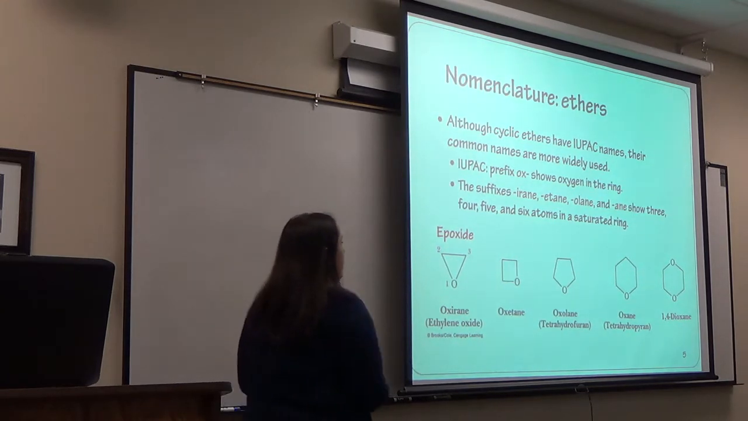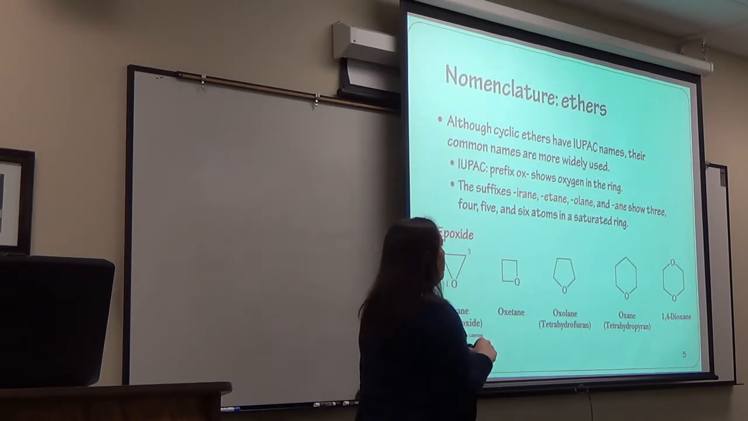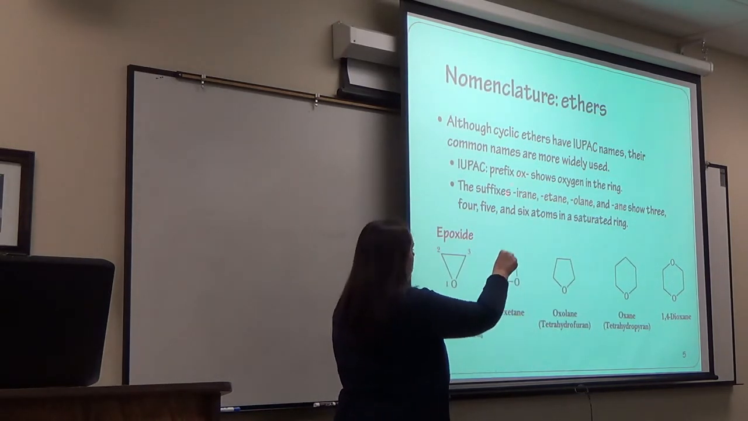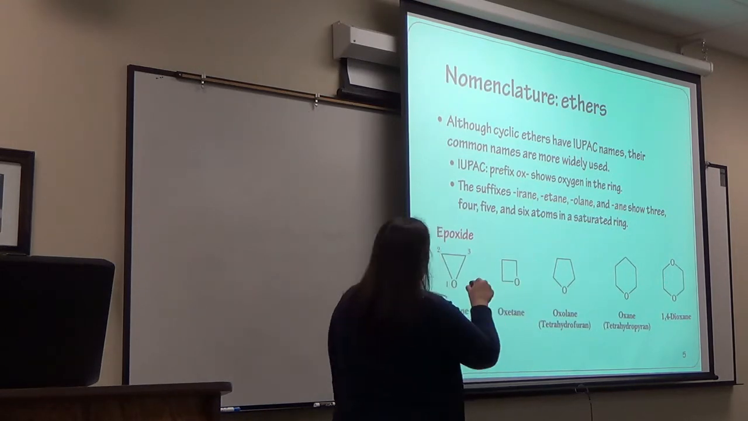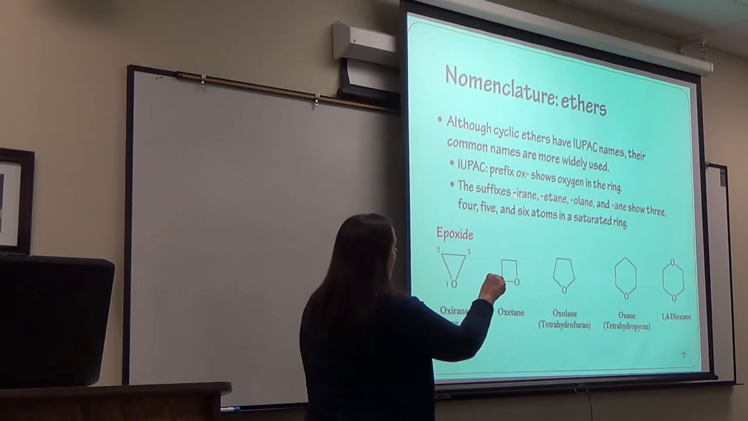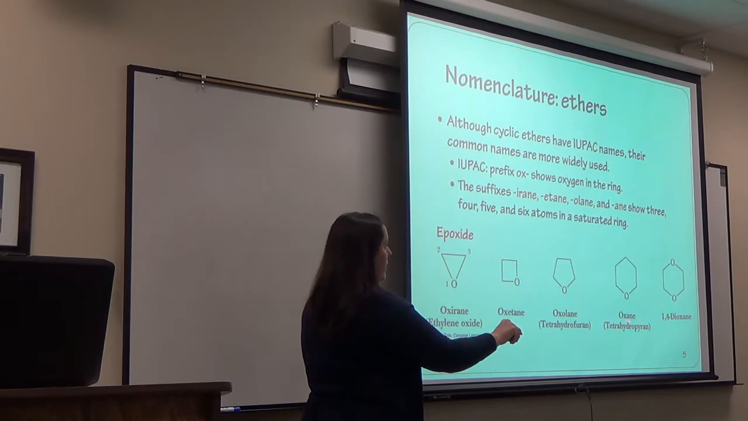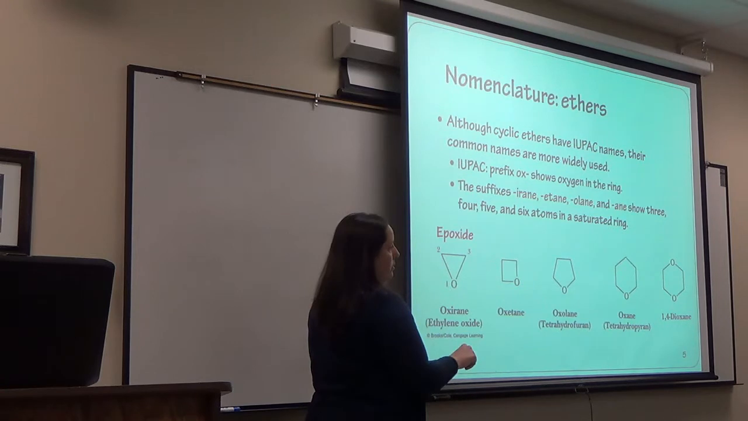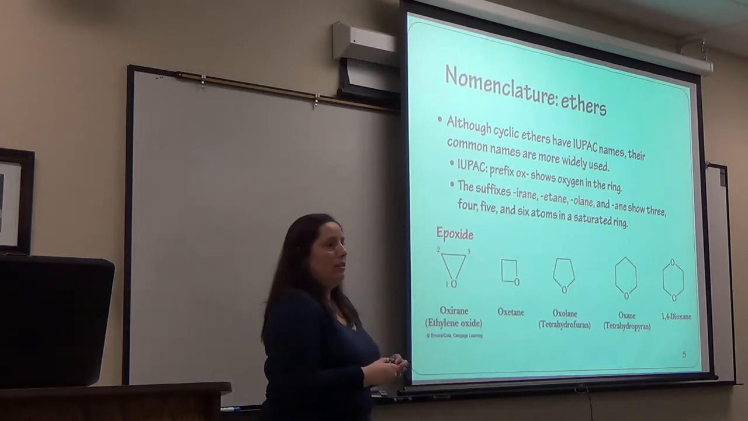And the way we name these is we take the oxy, and this is a common name, and the IUPAC also accepts these. So ox is the prefix, so you see ox is always in the front. And then for 3 carbons, it's irane, so oxirane. Then etane, so oxetane for 4, oxolane for 5, oxane for 6, and then if you have 2 oxygens and 6, it's dioxane. Does that make sense? So unfortunately, these you just kind of have to memorize these endings.